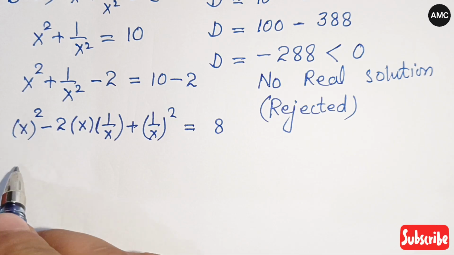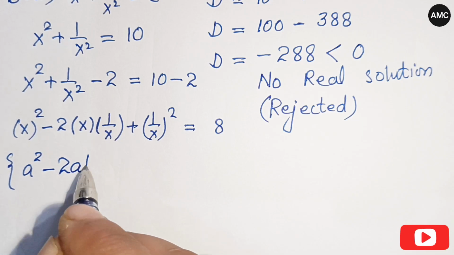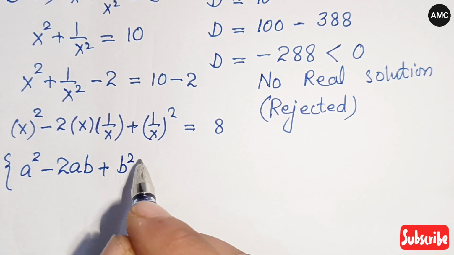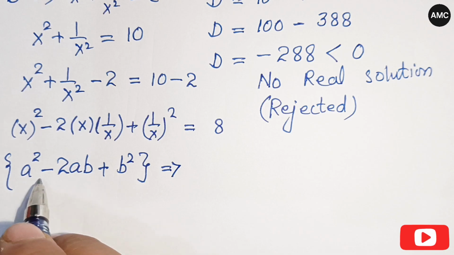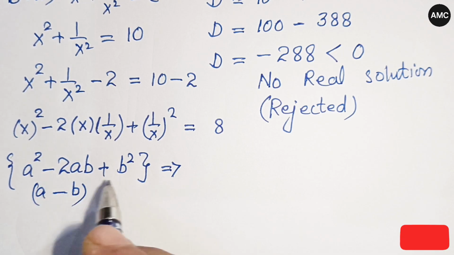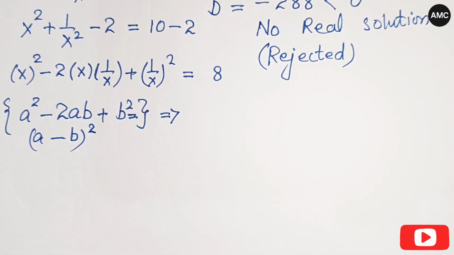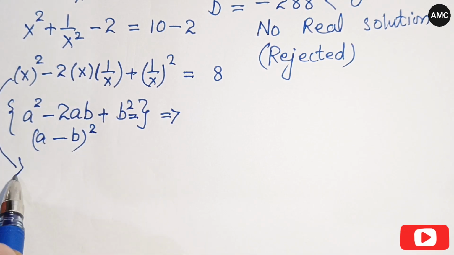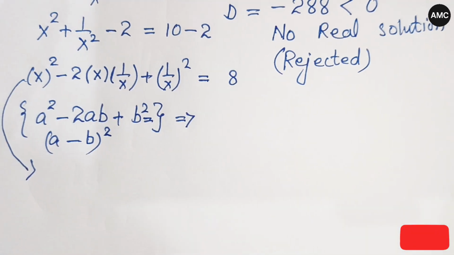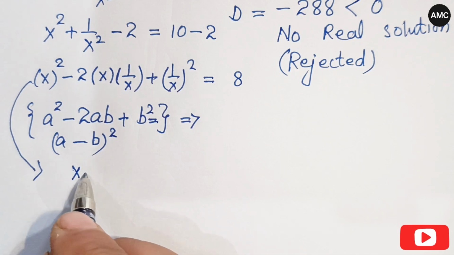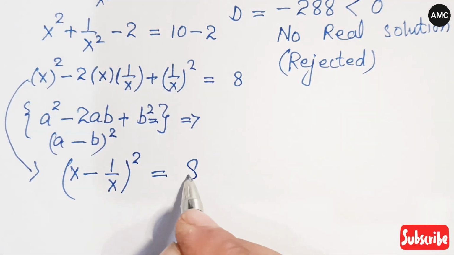Now, we know by the algebraic identity that a squared minus 2 times a times b plus b squared, that is a squared plus b squared minus 2ab, will be a minus b whole squared. So it is equal to a minus b whole squared. Now applying this identity here, we have x squared minus 2 times x times 1 over x plus 1 over x whole squared, so it is equal to x minus 1 over x whole squared, which is equal to 8.